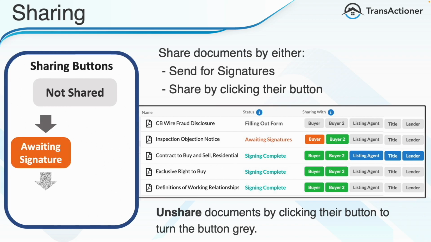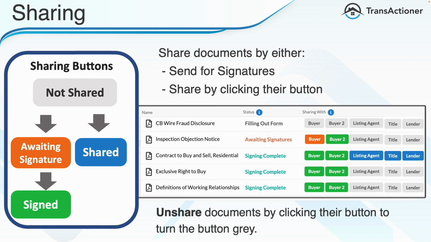Now, the way sharing works, you can share by either sending a document out for signatures or share by clicking their button. So when a button is gray, it means they are not shared. That person, that party person, cannot see that document. When you send a document out for signatures, their button turns orange. So it's very clear to everyone whether that person has signed the document or not. When a client has signed a document, their button will turn green.